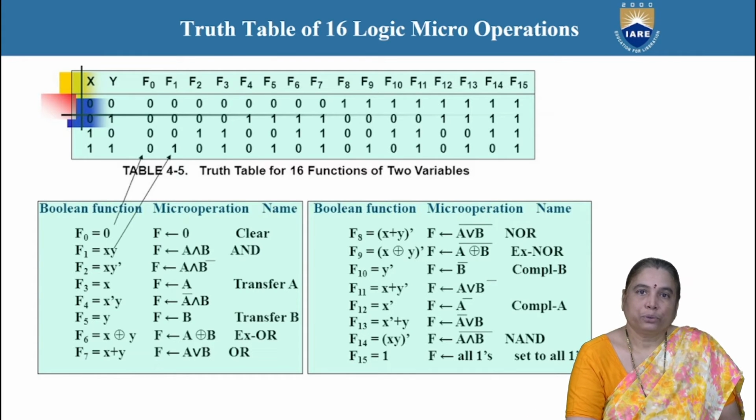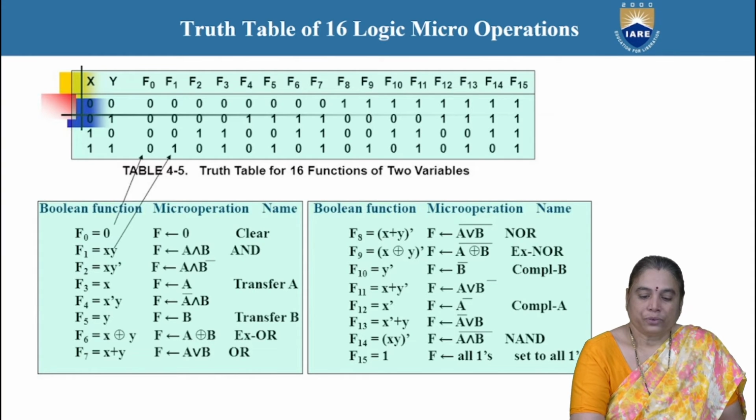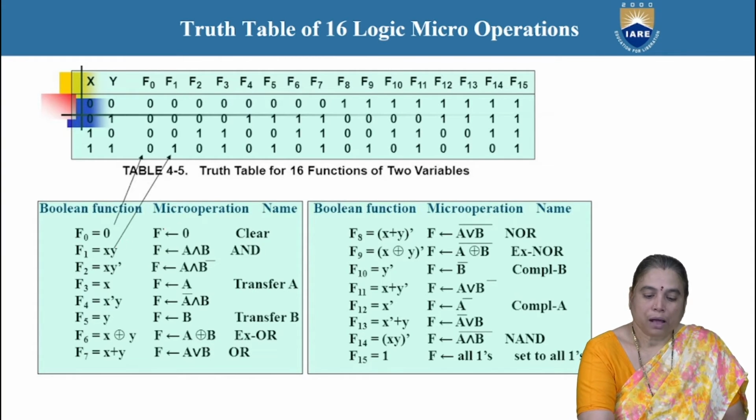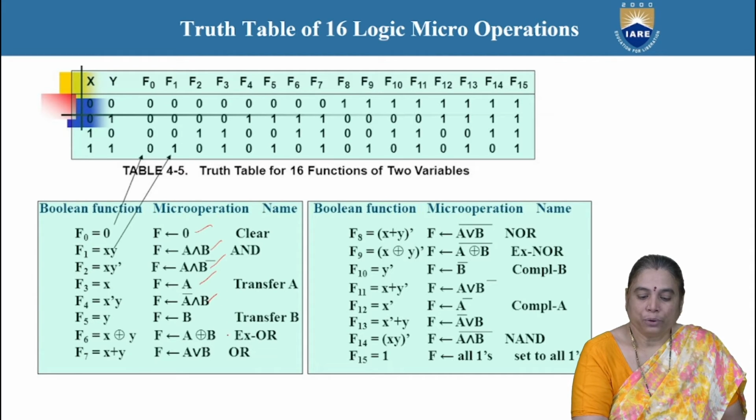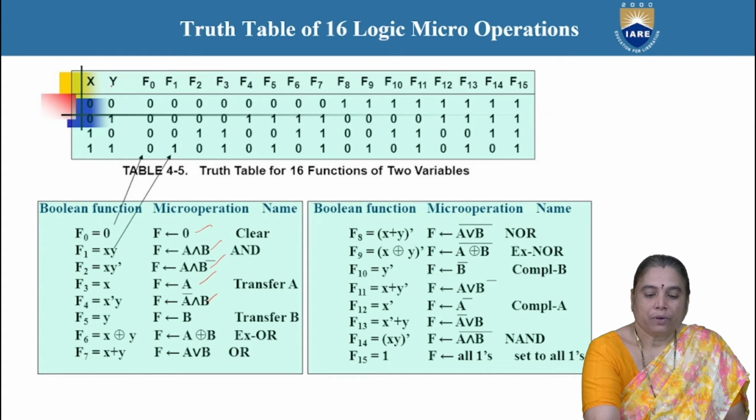And here is the truth table of these 16 micro operations. Just now we discussed how these operations can be represented in logic or RTL form, and we have to apply the truth table for these functions. X and Y are the two variables. For the two variables, we have 4 possible binary combinations: 0 0, 0 1, 1 0, 1 1.